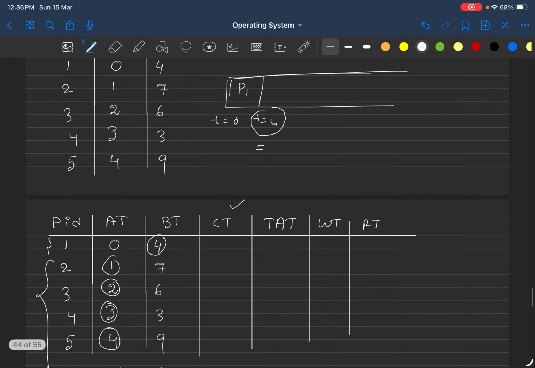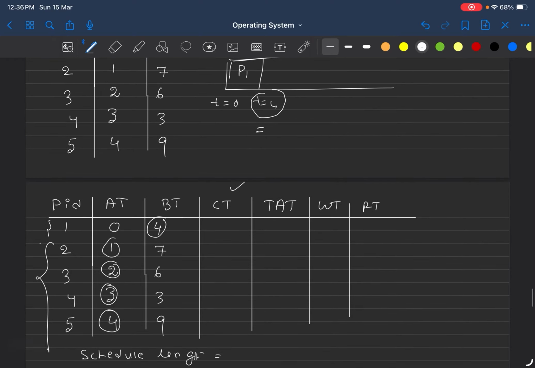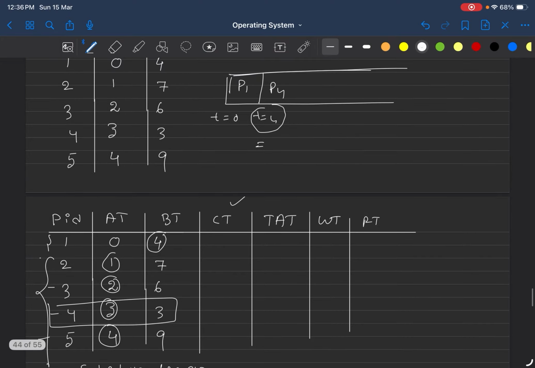Now what will happen? Your operating system will be choosing among P2, P3, P4, P5, which process is having the least amount of burst time. What is the least amount of burst time? That is this one, that is 3. So P4 is scheduled here. Up to which point will P4 keep on executing? The burst time of P4 is 3 units. So 4 plus 3 is equal to 7.